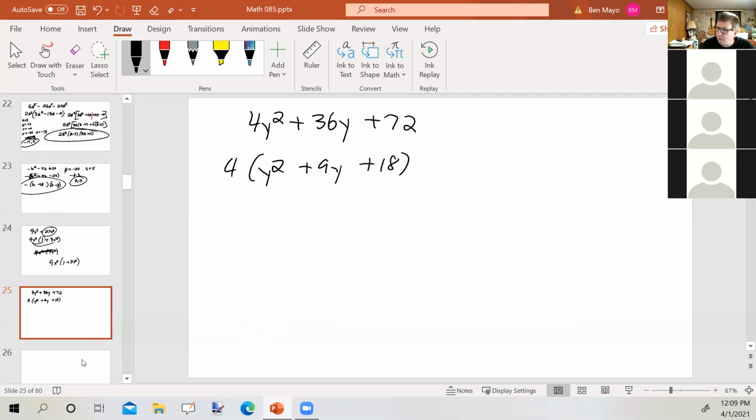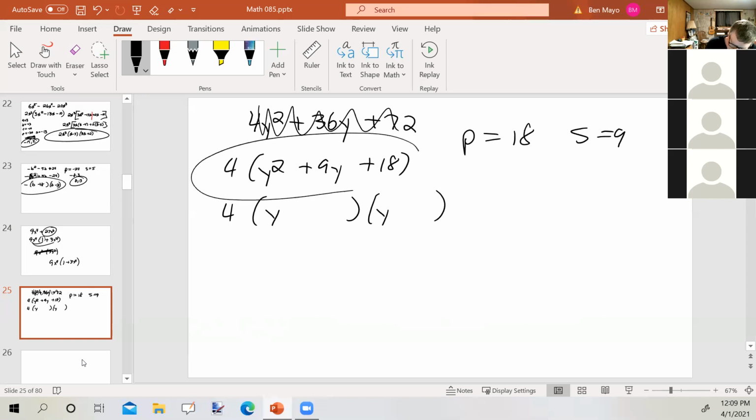Now my trinomial has a leading coefficient of a 1. So I don't have to use grouping. My product is 18 and my sum is 9. I'm no longer dealing with this. I'm dealing with this, right? So here's my numbers I look at. How about 6 and 3? So plus 6 plus 3.